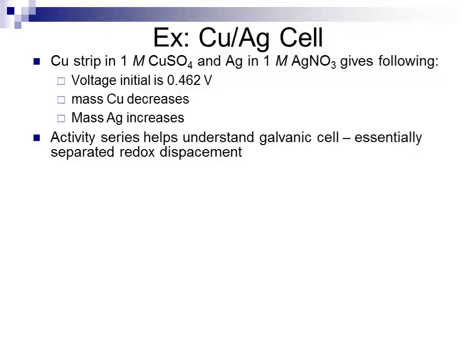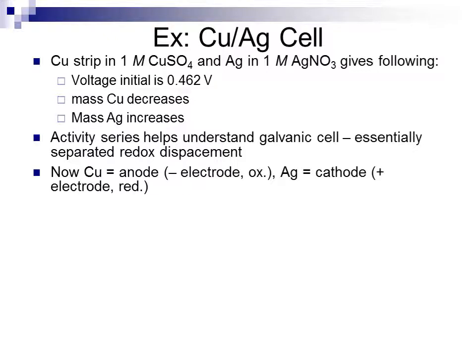So looking at the activity series, zinc is above copper in the activity series. So when we had the Daniell cell, the zinc was being oxidized and copper was being reduced. Now here with the copper-silver cell, copper is above silver, and so copper is being oxidized and silver is reduced. So now copper serves as the anode, or the negative electrode, where the oxidation occurs, and silver serves as the cathode, the positive electrode, where the reduction occurs. Electrons still flow from the anode to the cathode, and we're flowing negative to positive in our galvanic cell.